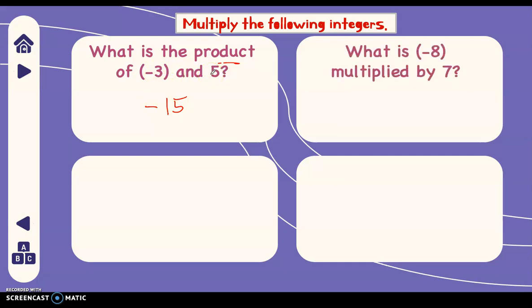Next, what is negative 8 multiplied by 7? So multiply 8 times 7, it's 56. And the sign would be, since there's only one negative number, therefore it's negative.